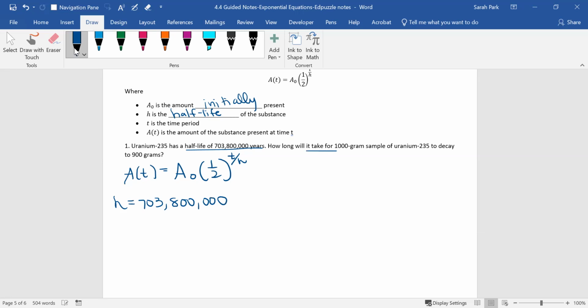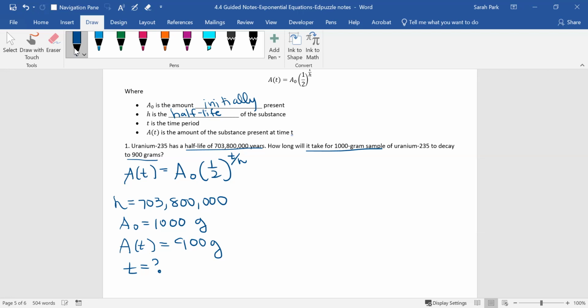Then we are given that we're starting with 1,000 grams. So that's our A initial. And we want to find how long it takes it to go down to 900 grams. So that's your final A value. So we'll replace that with A of T, 900 grams. It looks like we're solving for T, right? Because it says how long. Okay, so we have all the givens written down. So let's use this formula and substitute what we have.